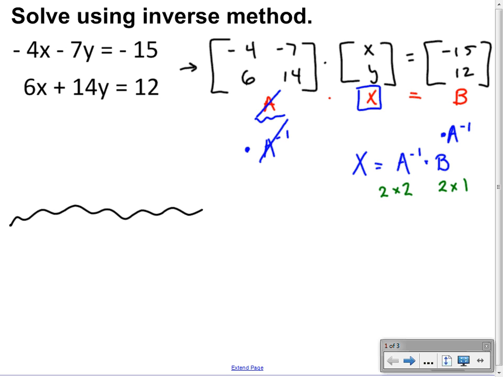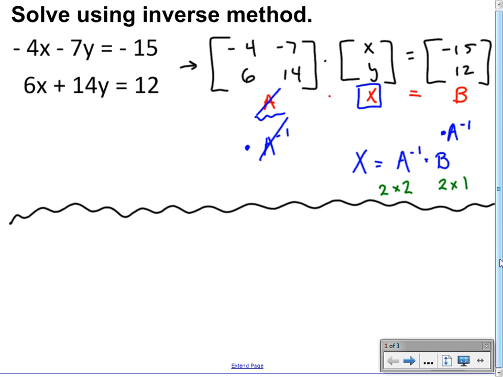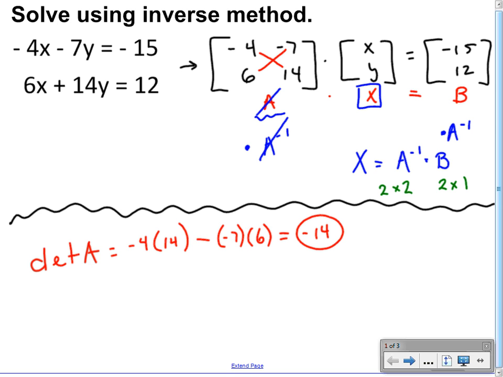So here's what we need to do next. We need to actually find what the inverse of A is, and we need to do that by first finding the determinant. To find the determinant of A, we go back to matrix A and do negative 4 times 14 minus negative 7 times 6. When we do this calculation, we get negative 14 for the determinant.